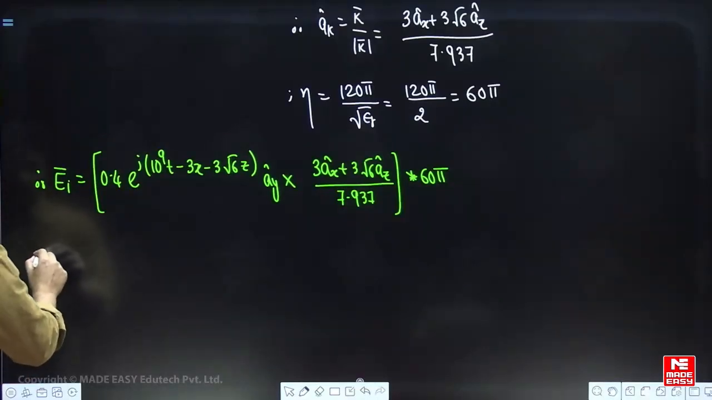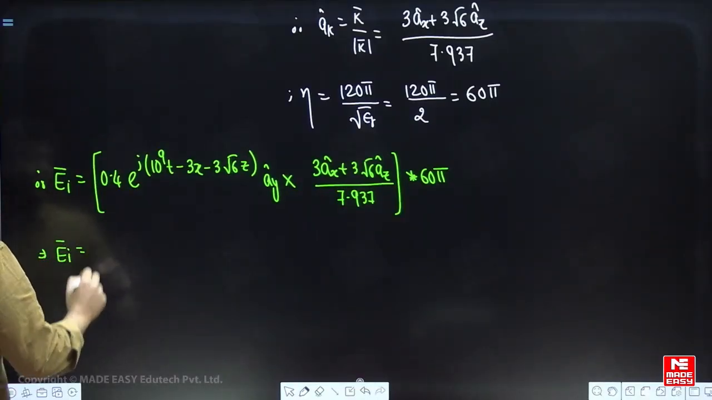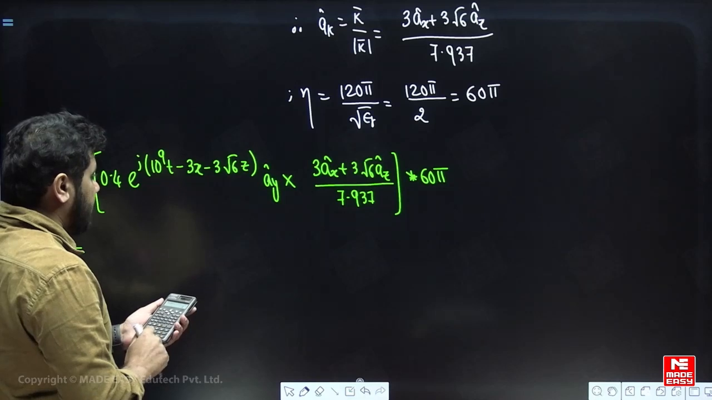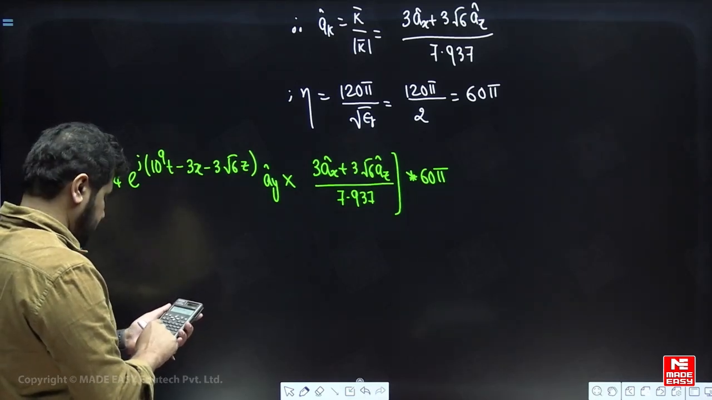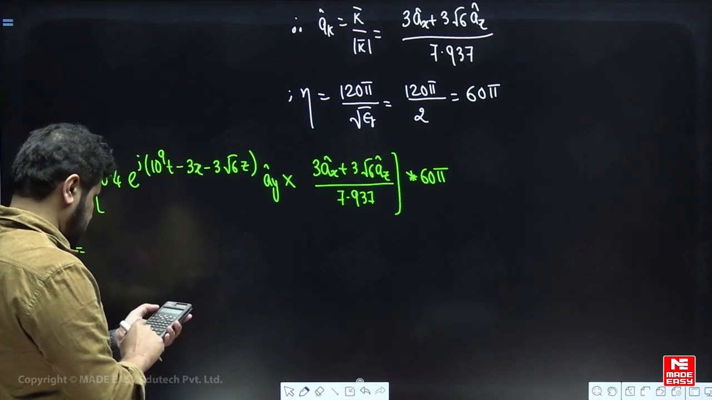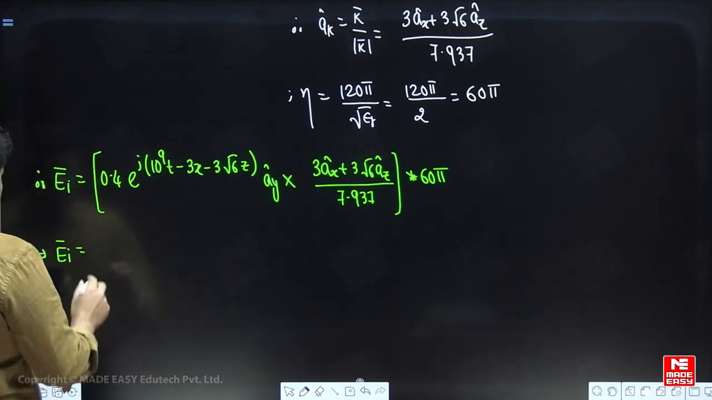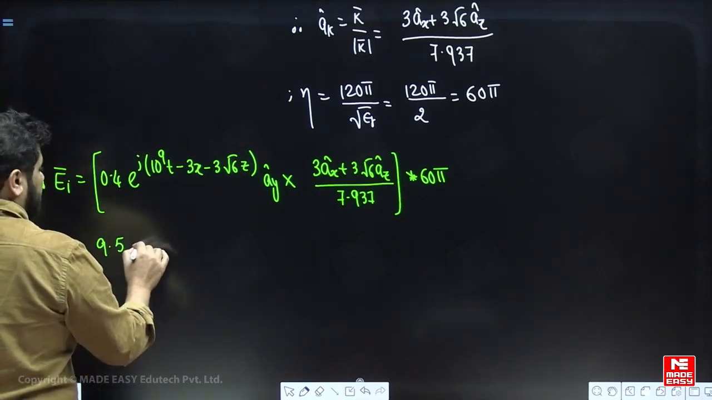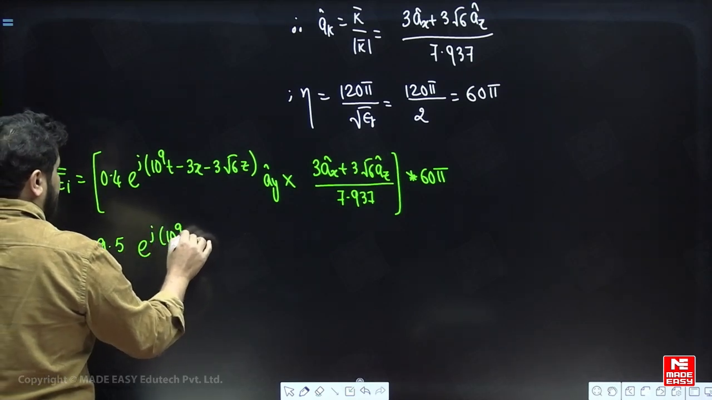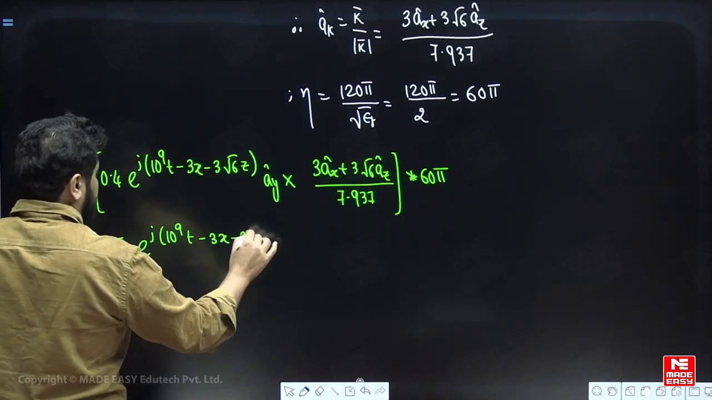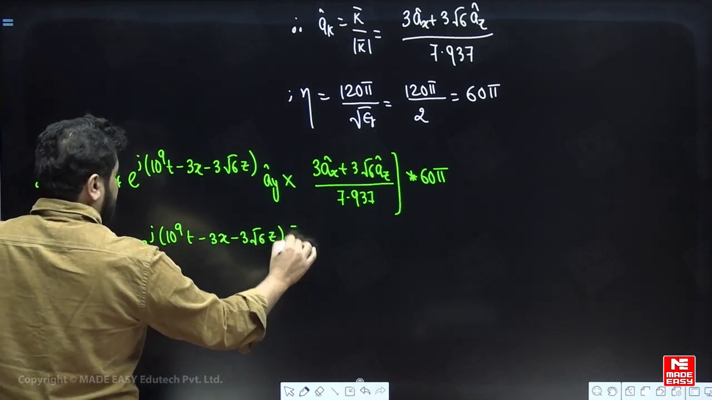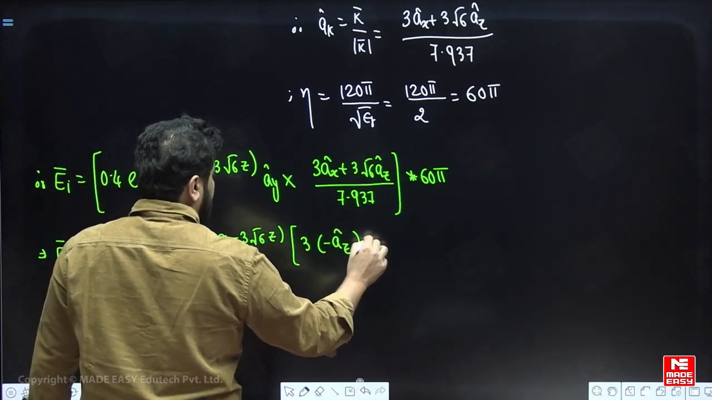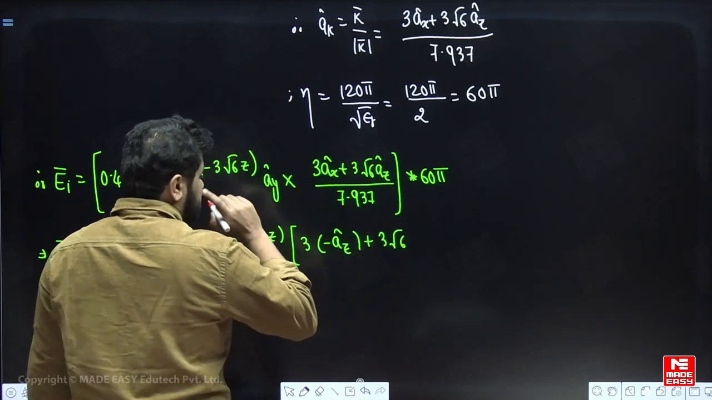So here EI is equal to, now you can see that, let us calculate some value. 0.4 divided by 7.937 into 60 pi, 9.499. So I can approximate it as 9.5, let us say 9.5 e to the power j(10^9 t minus 3x minus 3 root 6 z), ay cross ax. So this is 3 times minus of az, because y cross x is minus az, plus 3 root 6 ay cross az, this is your ax.